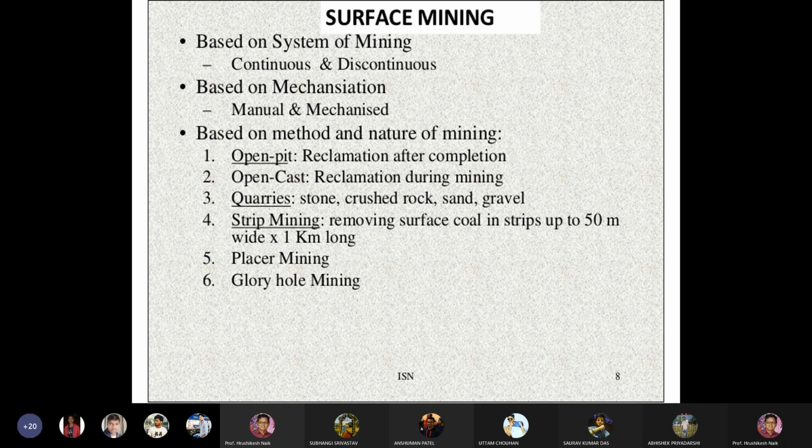Another method of mining in surface mining is called strip mining. Strip mining means removing surface coal in strips up to 50 meters wide and 1 kilometer long. Such distance can be mined by the strip mining method. Then we have also discussed what is placer mining and what is glory hole mining. So these are different methods in surface mining.